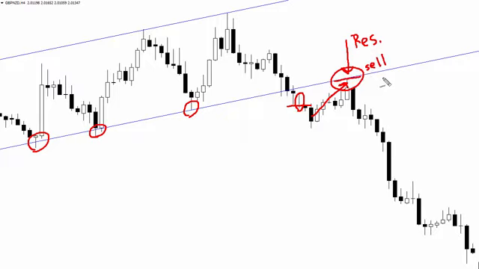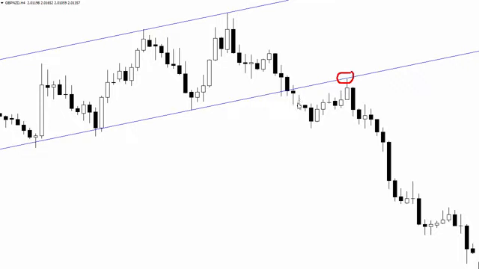Now there's obviously a major disadvantage to waiting though, and that is that the market's not always going to retest this level. The market could have broken here and just moved sideways and then broken lower.